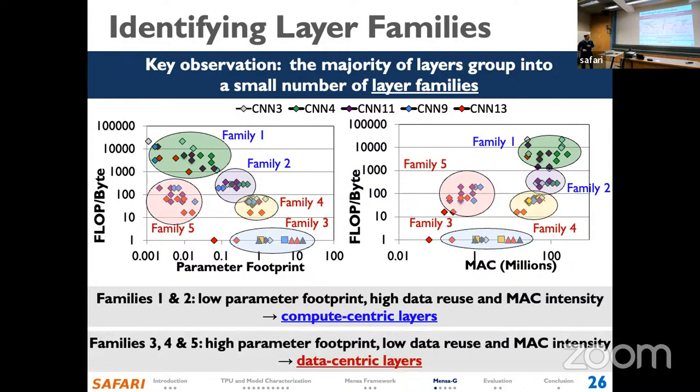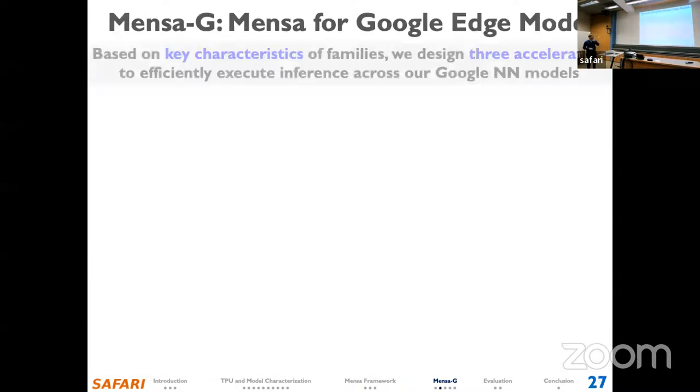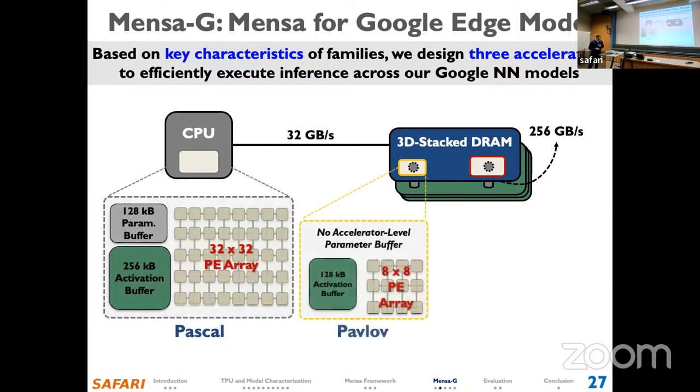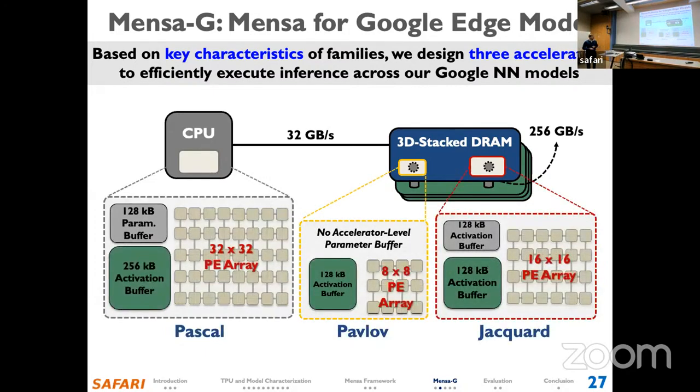Then we have the other layers, which have lower MAC intensity, higher parameter footprint size, and low data reuse or arithmetic intensity. And we call those layers data-centric layers. So based on that, we are going to propose three accelerators. I'm going to explain why three later on, even though there are only majorly two families. Those accelerators are Pascal, Pavlov, and Jacquard. And I'm going to present each one of them next. Before that, I just want to say that since some of the accelerators would benefit from high memory requirements, we are going to place them inside the logic layer of a 3D stacked memory.